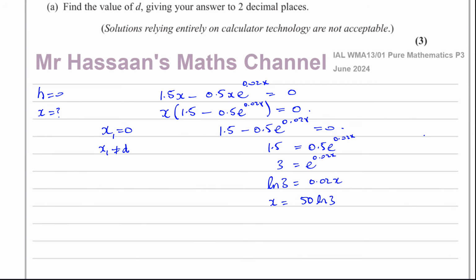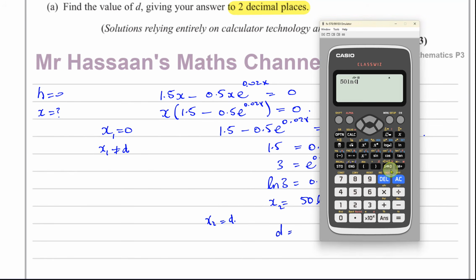But they want the answer to 2 decimal places. So this is x2, and we can say x2 is d. So d is equal to 50 times ln 3.